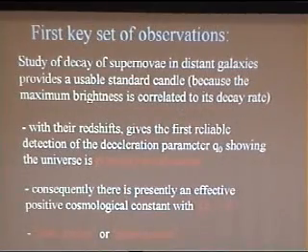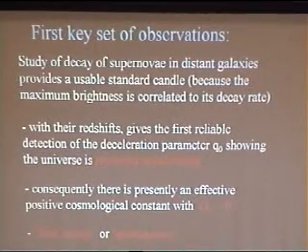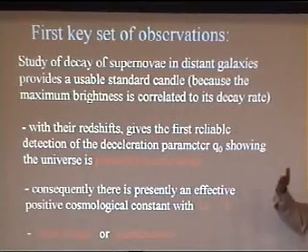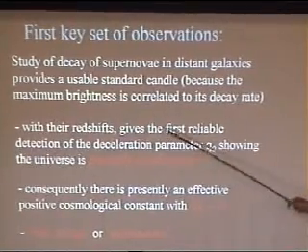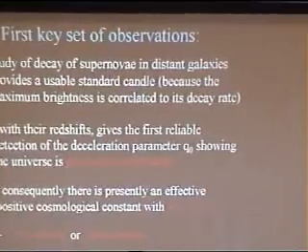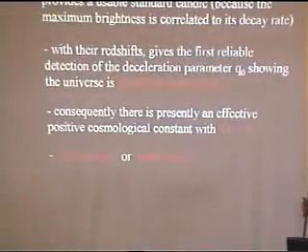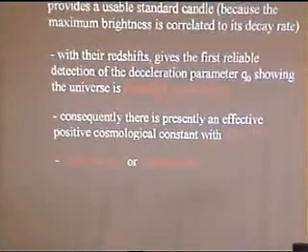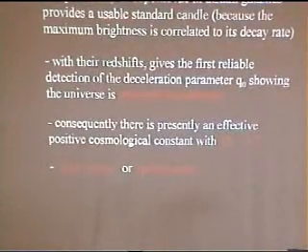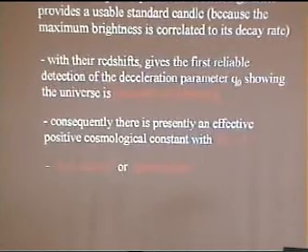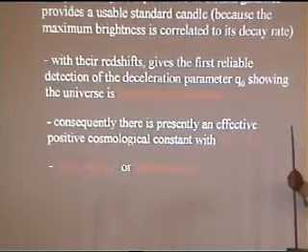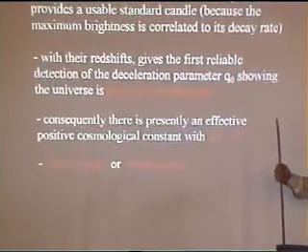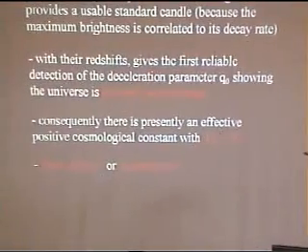Now, we don't know why that is. We don't have a good theory of supernovae, but we believe as a matter of observation that the maximum brightness is correlated to the decay. It goes to a maximum, it decays away. With the redshifts of the supernovae, this gives the first reliable detection of the deceleration parameter q0 and shows the universe is presently accelerating, one of the most unexpected discoveries of the past decade.